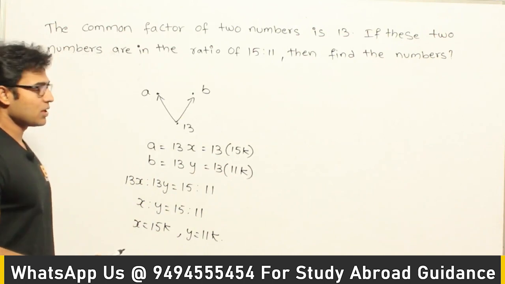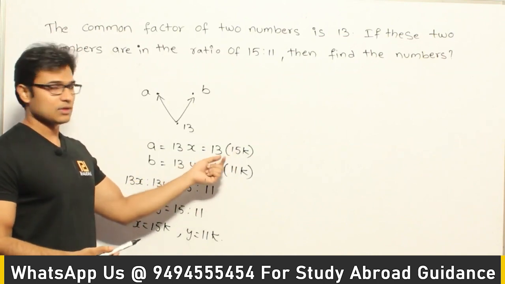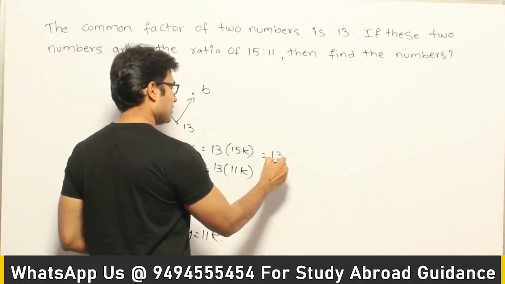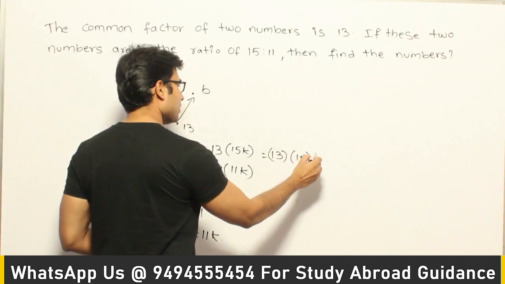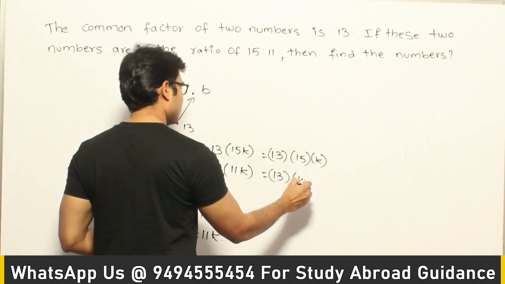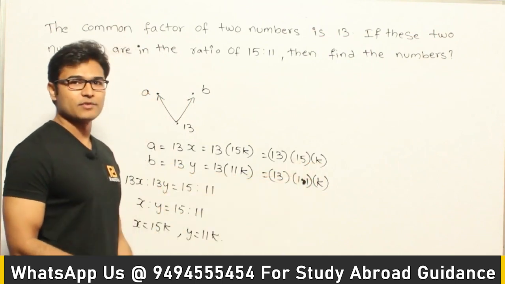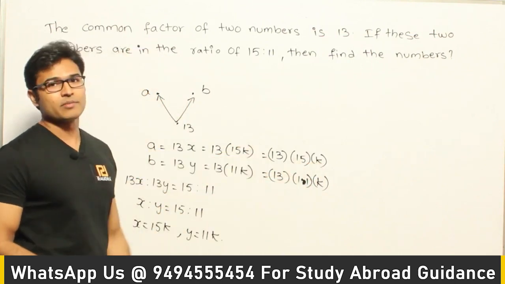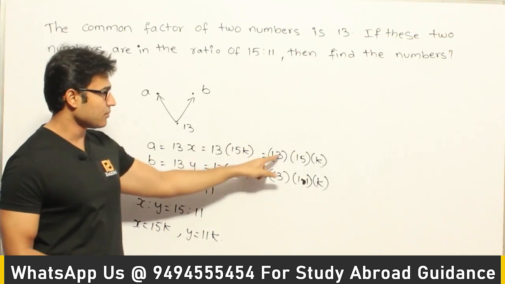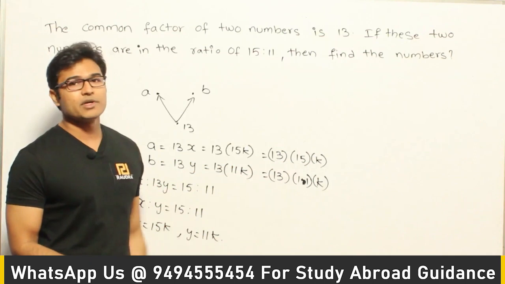Now we have to find out what these numbers are. If you see this, for any value of k, if you take k equal to 1, that satisfies. What I mean to say is I can write it as 13 into 15 into k, and 13 into 11 into k. So irrespective of the value of k, two conditions will be satisfied by these two numbers. What is one condition? That 13 is the common factor. Whatever the value of k, 13 will always be a common factor, right?